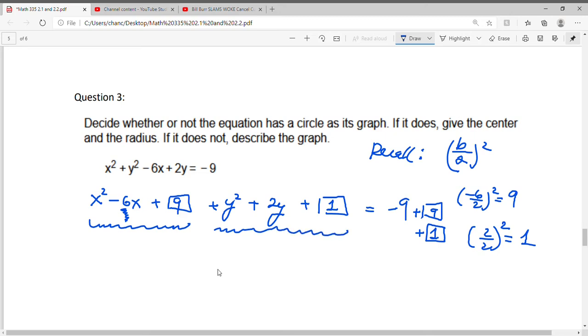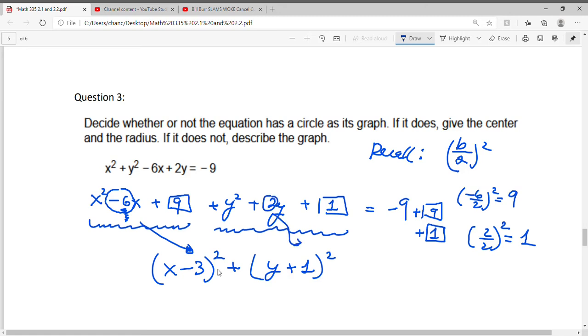This can factor as (x − 3)². Again, remember the shortcut. We're taking the b, dividing it by 2, and putting it right here. Same thing here. I can factor this as (y + 1)². Again, I'm taking the 2, dividing it in half, and putting it down here. And this is equal to negative 9 plus 9 plus 1, which is equal to 1.